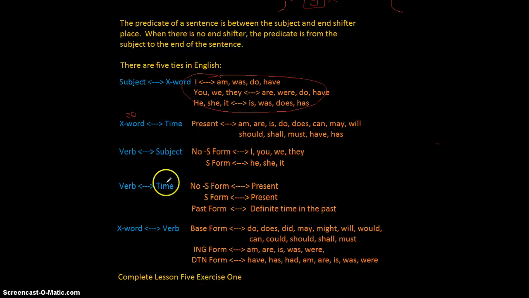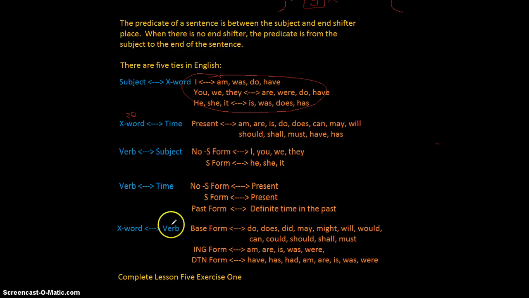Verbs can tie with time. The no S form ties with the present. The S form ties with the present. The past form ties with a definite time in the past. It's interesting to note that the S form and no S forms each have two ties. The S and no S forms tie with subjects. They also tie with verbs, with time. The past form only has one tie, a definite time in the past.